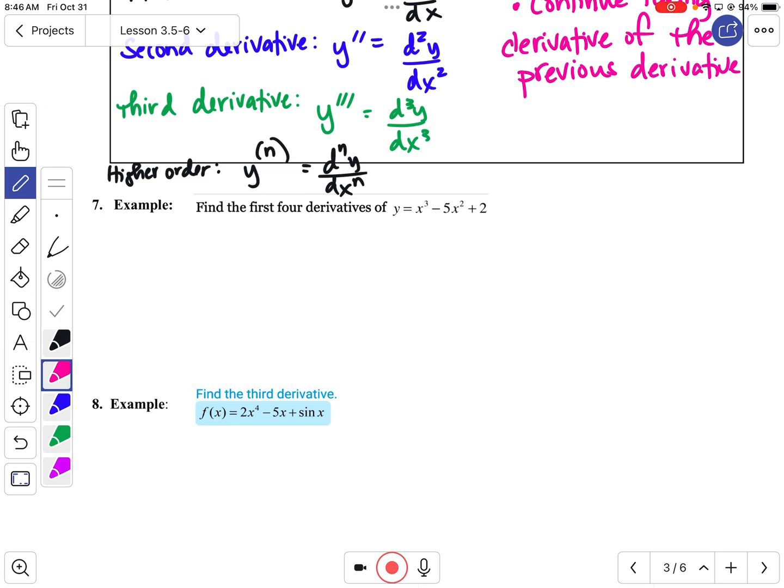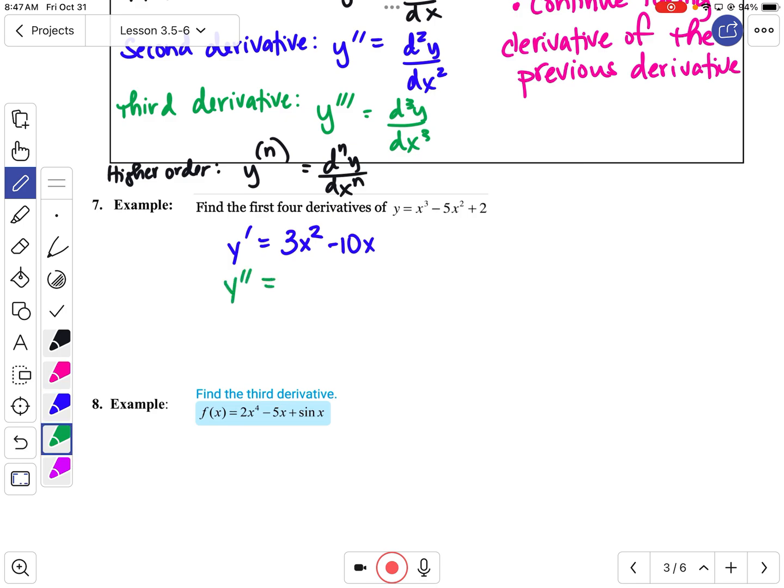Okay, so here we go. We want to find the first 4 derivatives, okay? Typically when I'm doing a derivative, I use prime notation just because it's easier, all right? So if I take the first derivative, y prime, of x cubed minus 5x squared plus 2, what would I get? 3x squared minus 10x, okay?